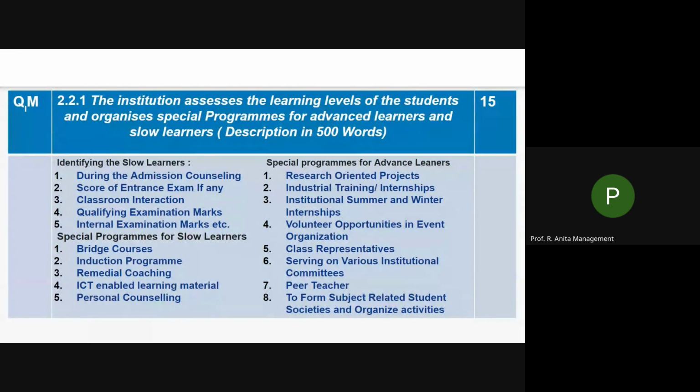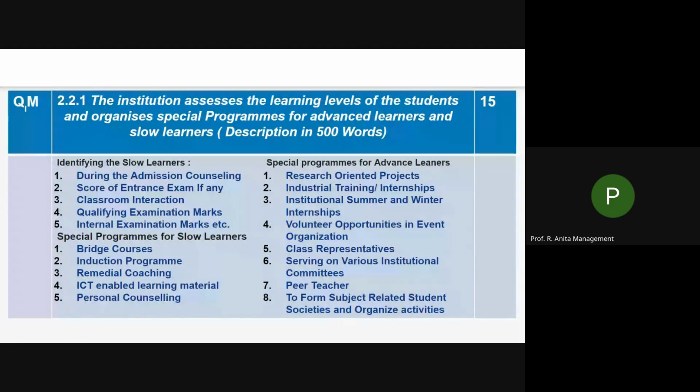And for the advanced learners, you have various things. You can make them head of a club, class representatives or S2AC members, or send them to special internship programs, or give them research-oriented projects, and make them a part of certain committees, right? Then you can make the advanced learner teach a slow learner, a peer group learning system. And you can form subject-related student societies and organize certain activities where these slow learners can pick up. In that way, advanced learner special programs can be conducted.